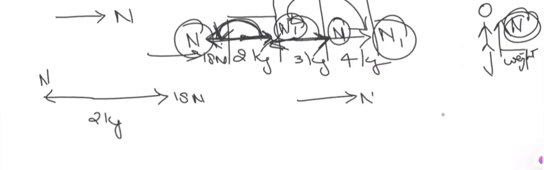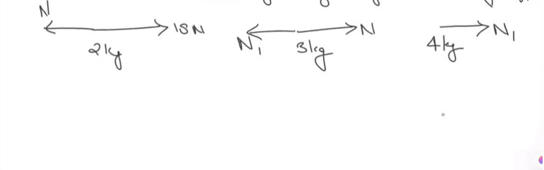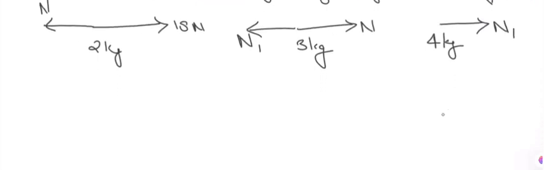I'm drawing 3 FBDs. 18 Newton here, and let's say N force over here for 2 kg. The second FBD I'm drawing over here, which is my N, is nothing but my N1 for the 3 kg. And which is my N1 now is nothing but, I guess, this is for 4 kg. Correct? Yes, ma'am. Now any doubts?